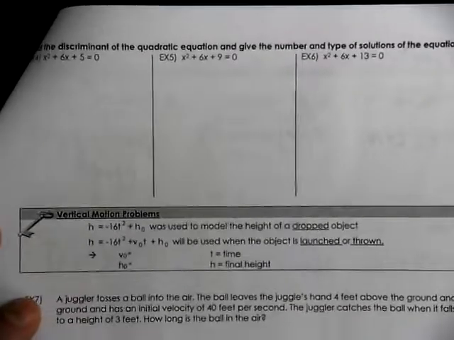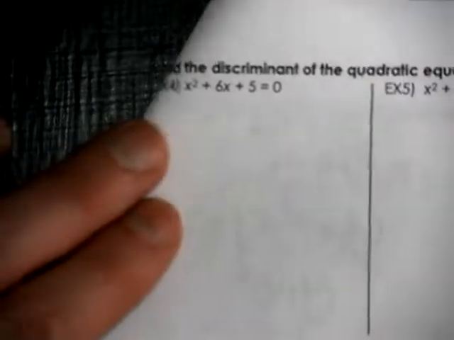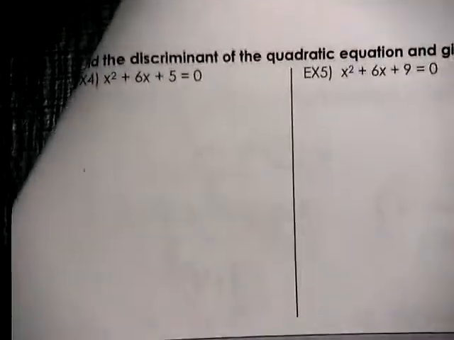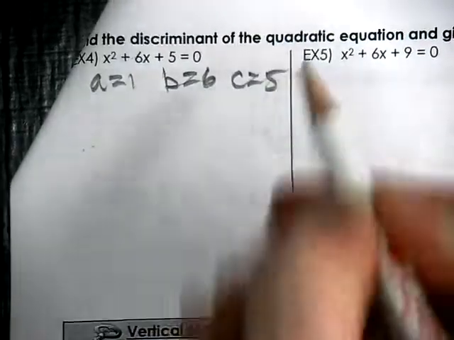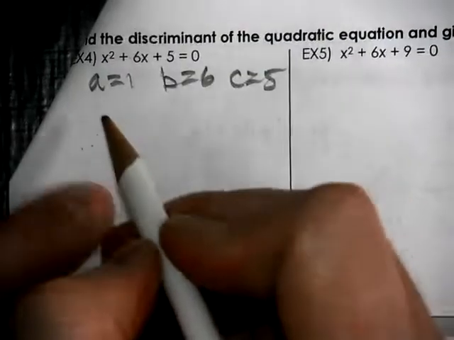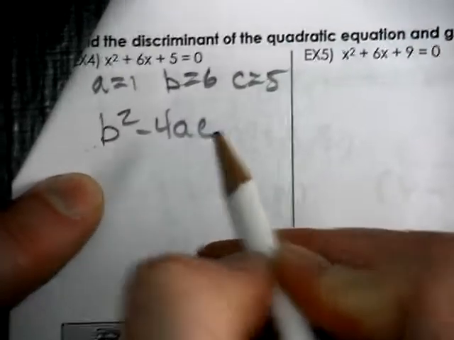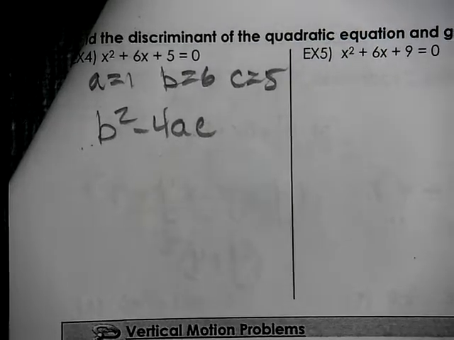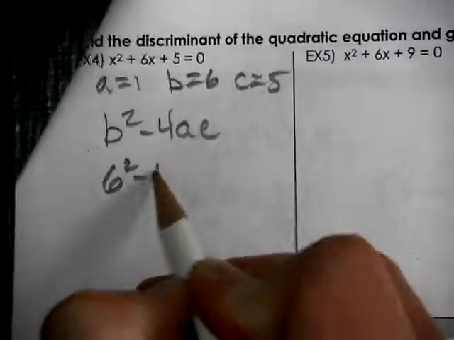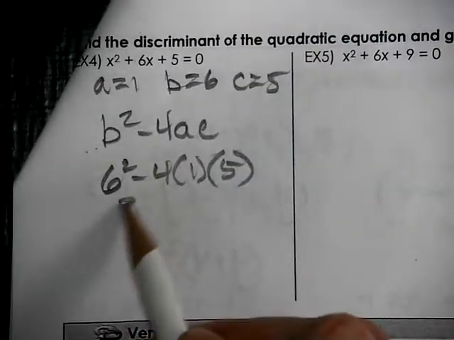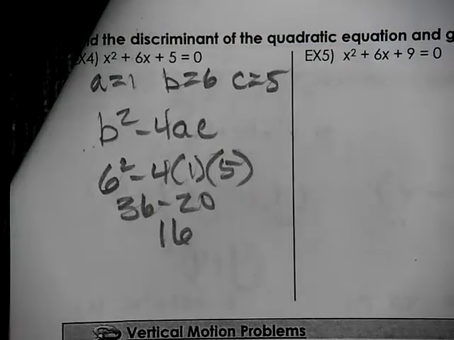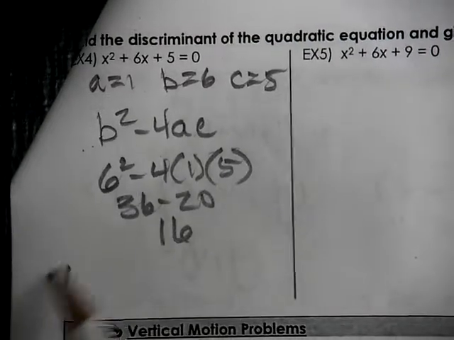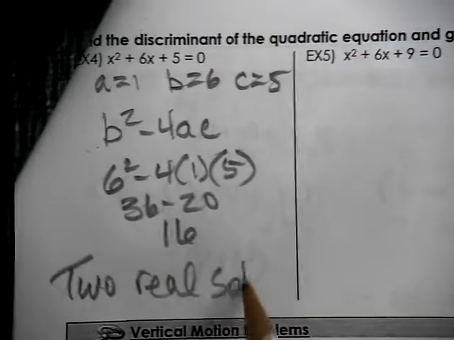So flipping it over, we'll come here to the first example. We look at our equation. And we notice the a value is 1, the b value is 6, and the c value is 5. So using our discriminant, b squared minus 4ac, we don't use the square root, we just use the b squared minus 4ac. That is 6 squared minus 4 times 1 times 5. That's 36 minus 20. That's 16. Our discriminant is 16. So that means there's going to be two real solutions.